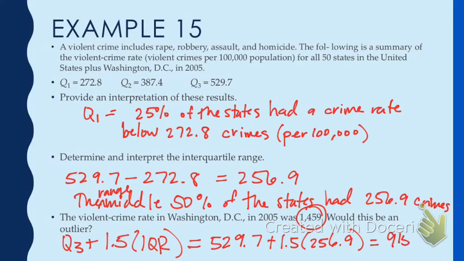I got 786. So you take 529.7 plus 1.5 times the IQR, which is 256.9. And you get 915 point what? 0.05. And so would 1,459 be an outlier? Yes. Anything past 915 would be an outlier.